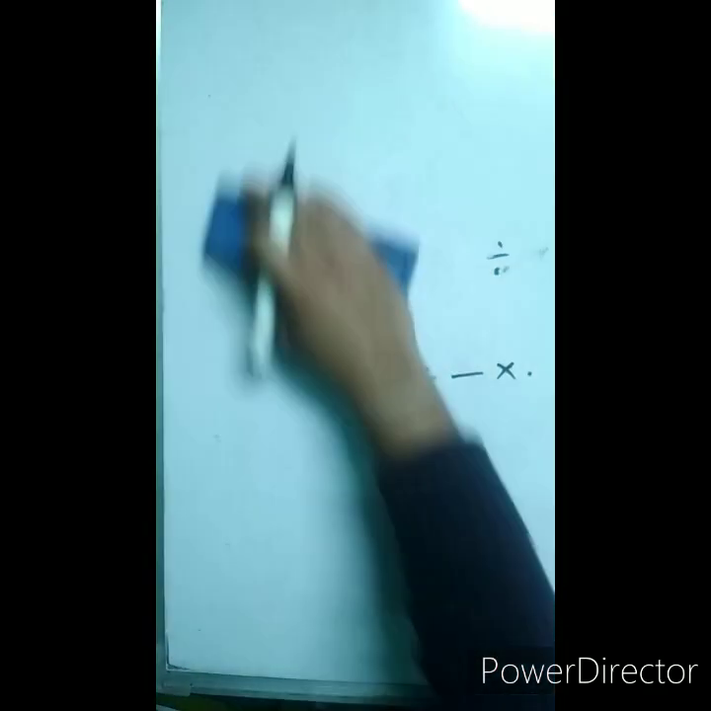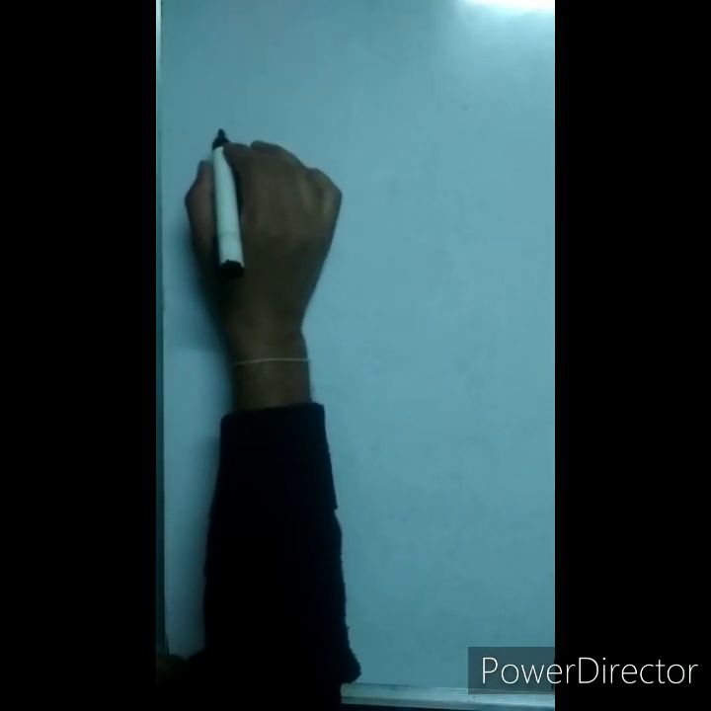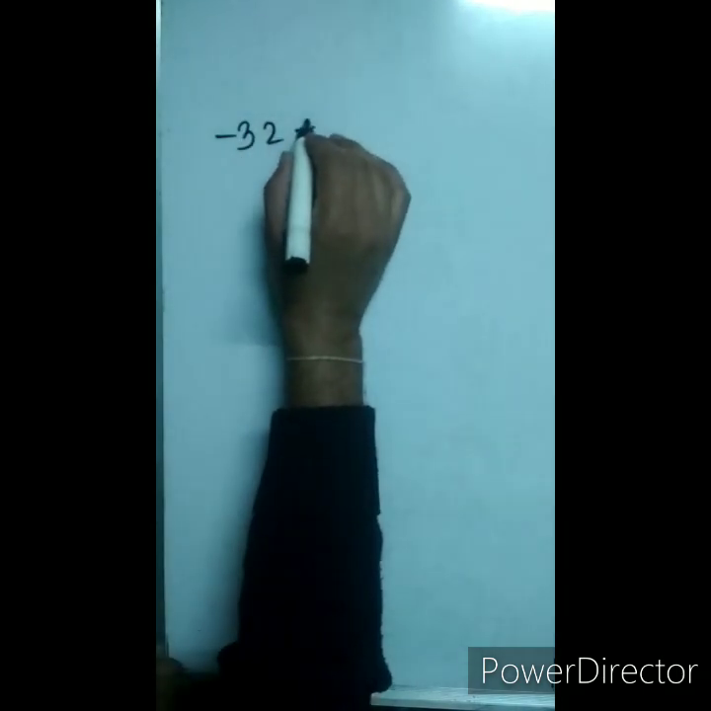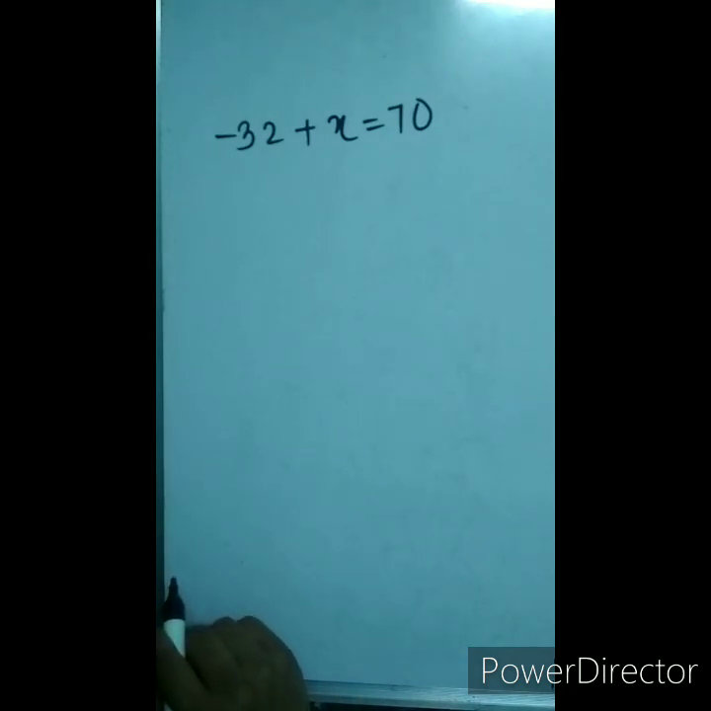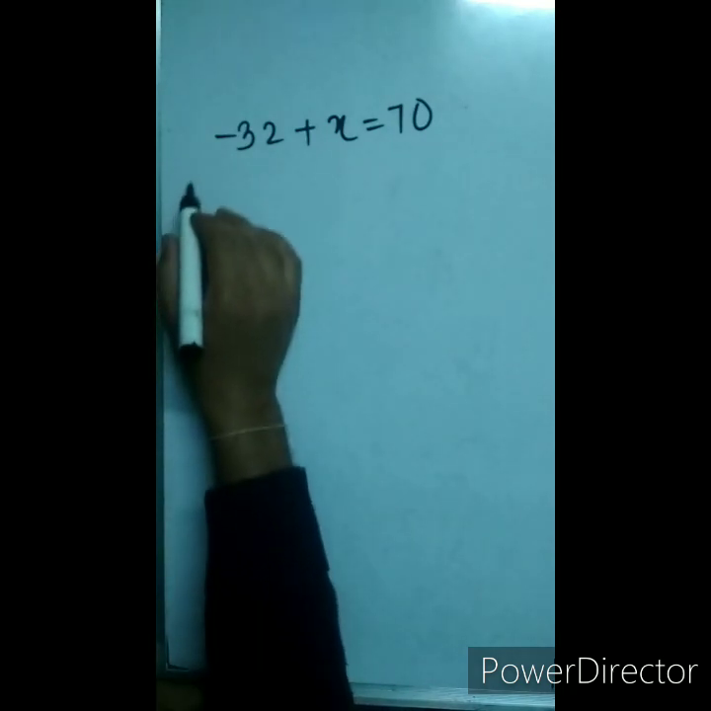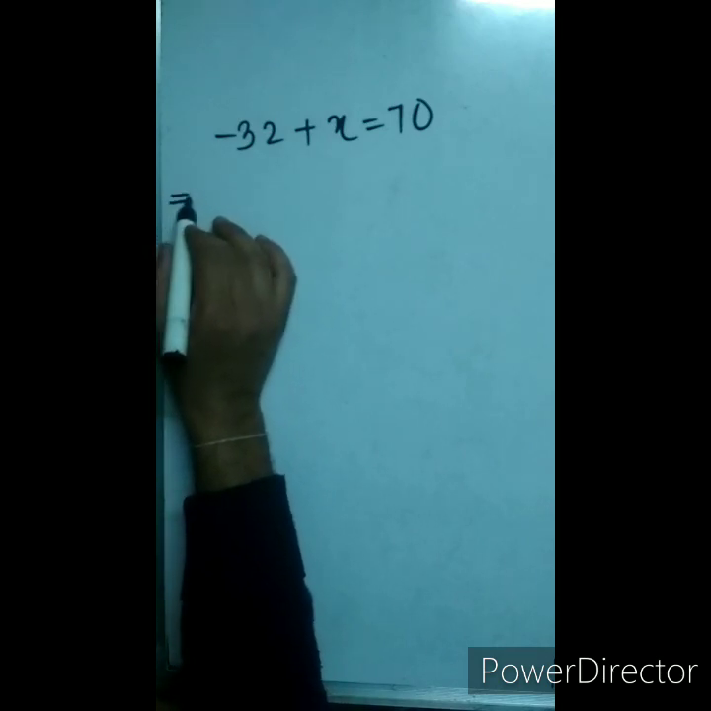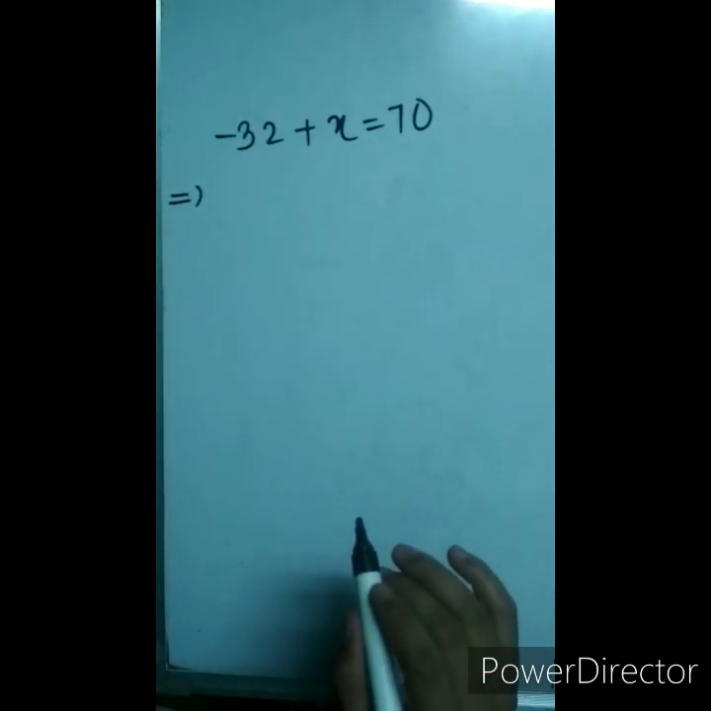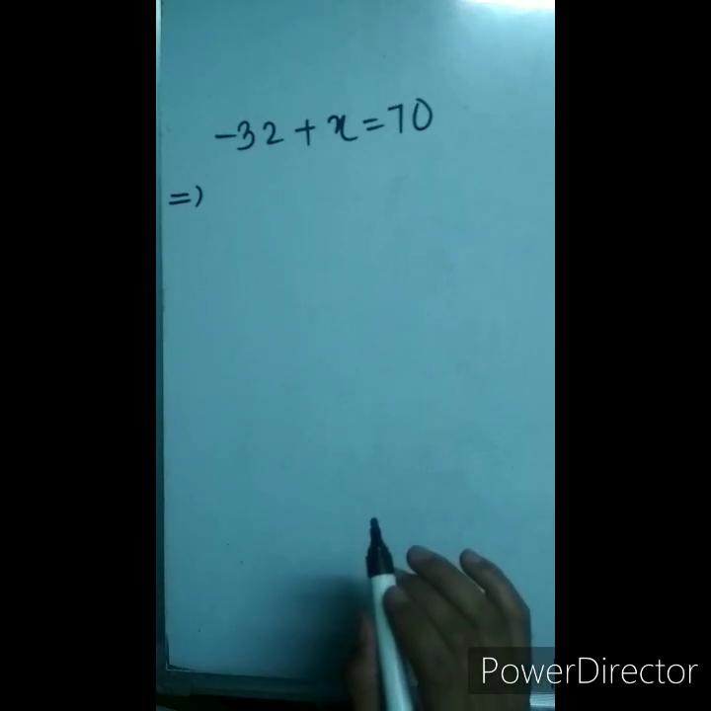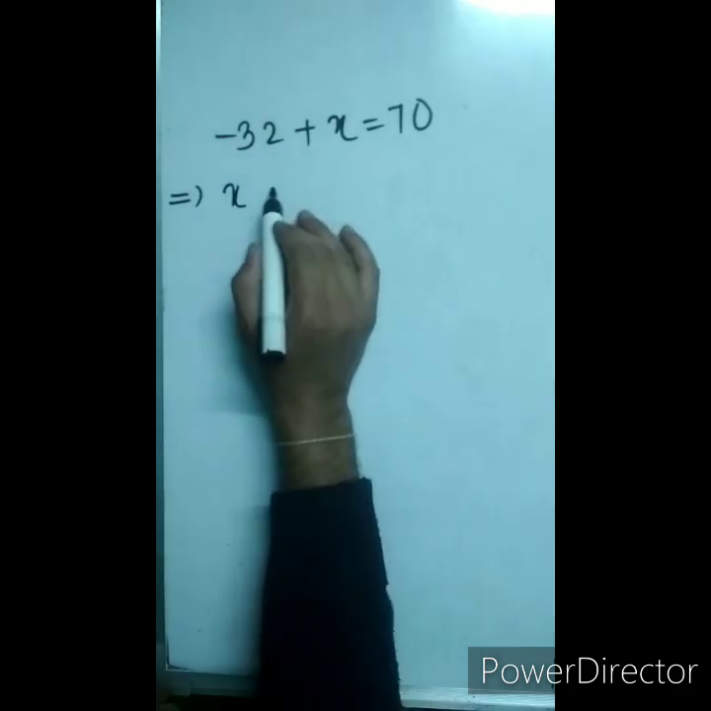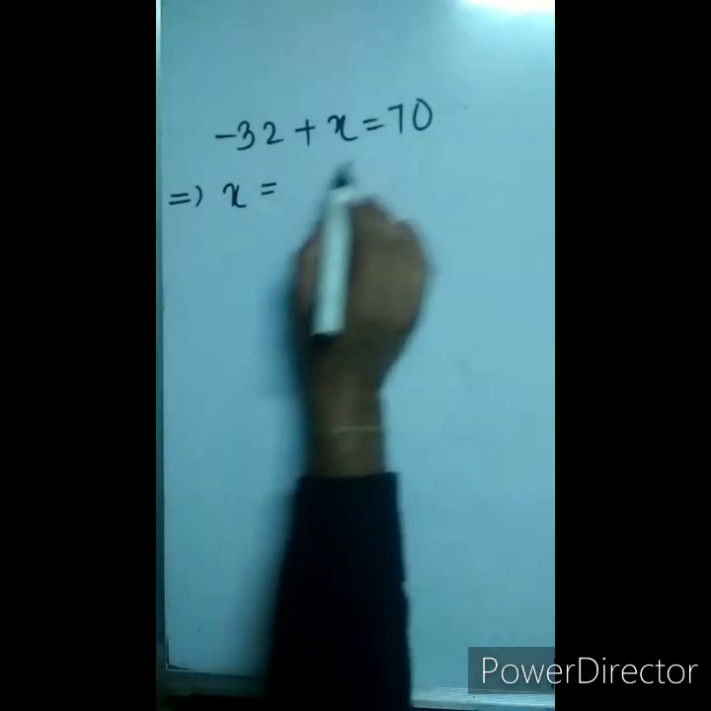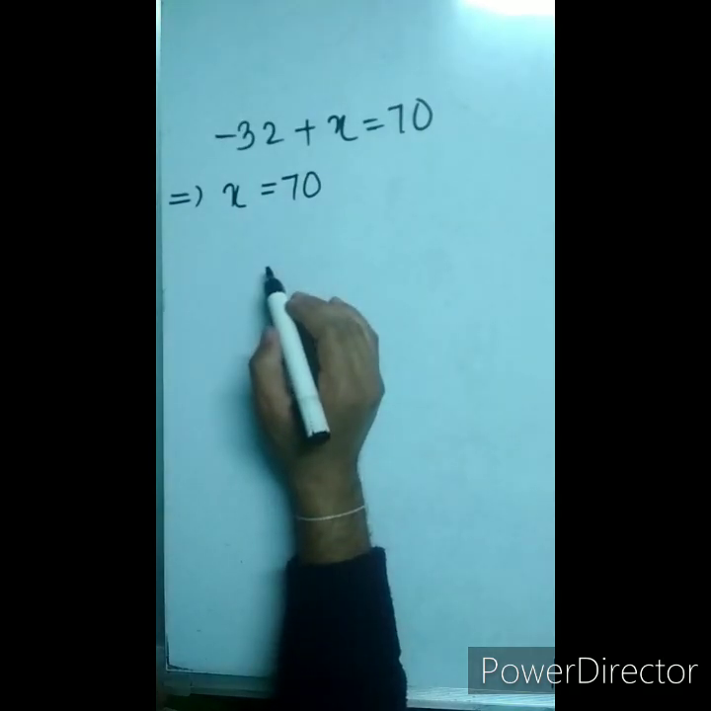So now we'll solve one or two questions. First question, I'm writing here minus 32 plus x is 70. So now I'll just start the solution. I want to find the value of x, so I will try to keep x alone on one of the sides. This x is on the left hand side, so let me just write here x equal to 70.